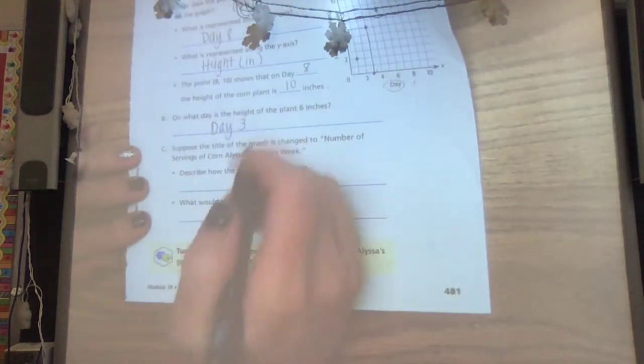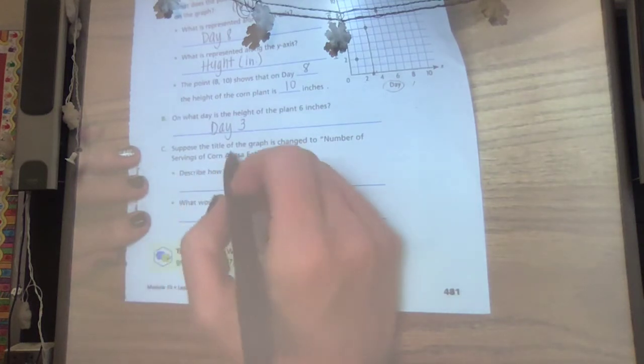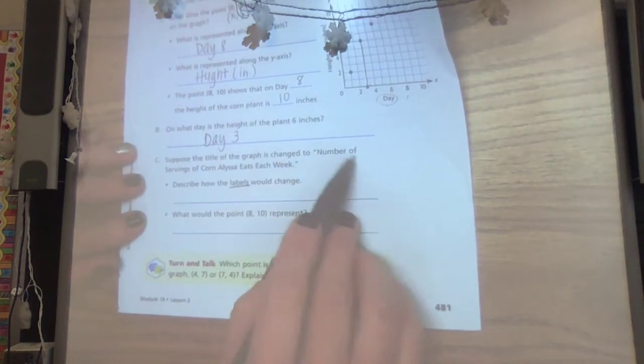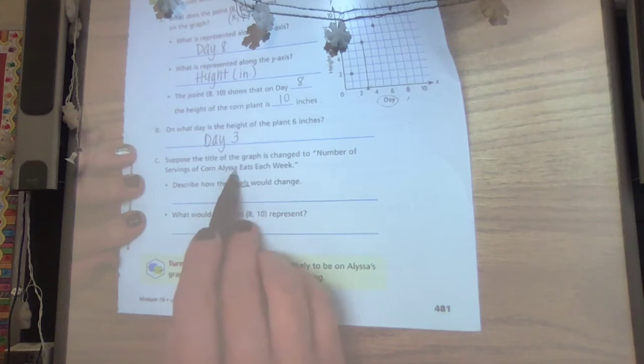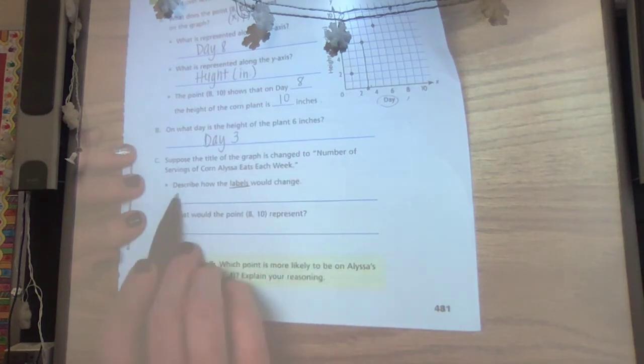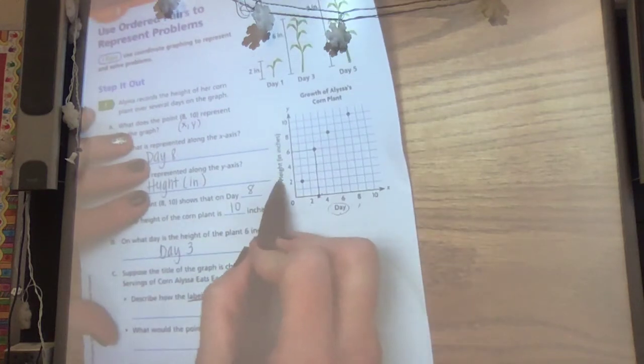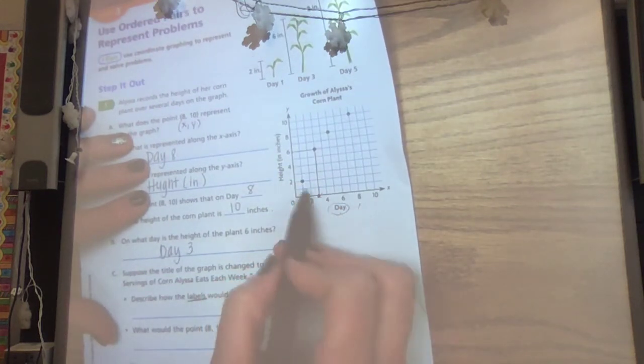Okay, now with C, it says, suppose the title of the graph is changed to number of servings of corn Alyssa eats each week. First, describe how the labels would change. Labels, these words right here. What is being described here?